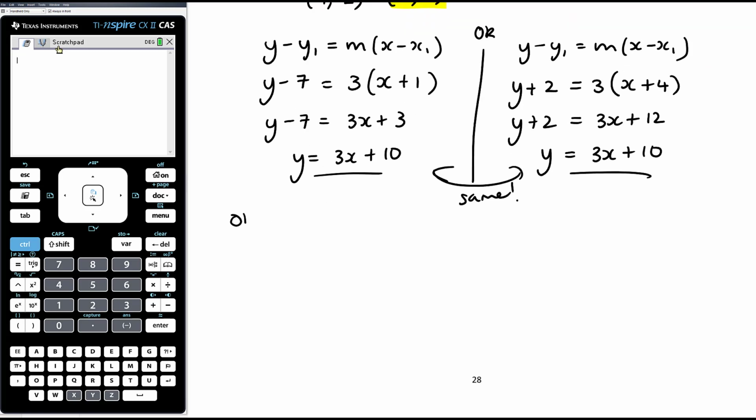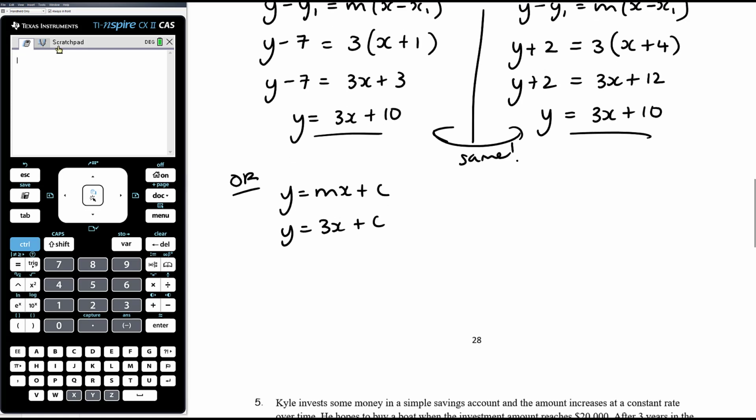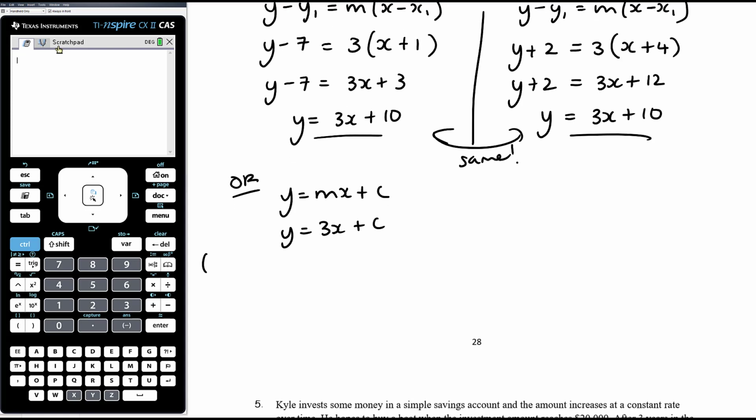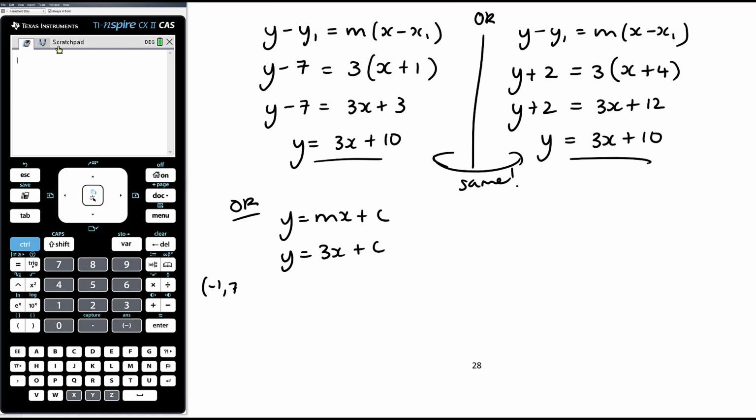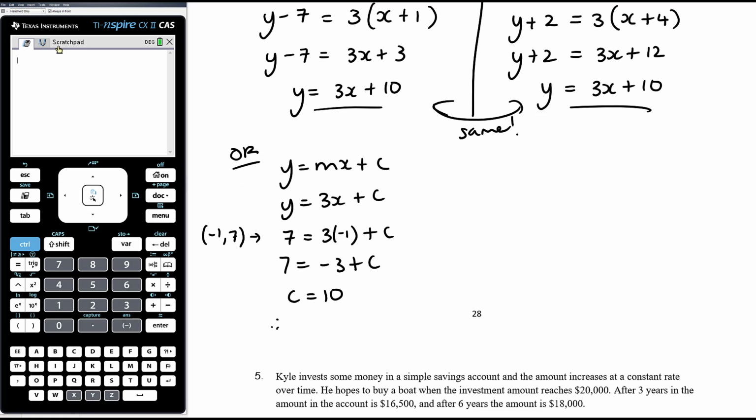Again, you could also use y equals mx plus c. Put in your gradient first, which is 3x plus c. Then sub in your point. So if we put the point, was it negative 1, 7? You're going to get when x equals negative 1, y equals 7. So I've subbed in the point, solve for c. 7 equals negative 3 plus c. So c equals 10. And then putting that back into the equation. Same answer.